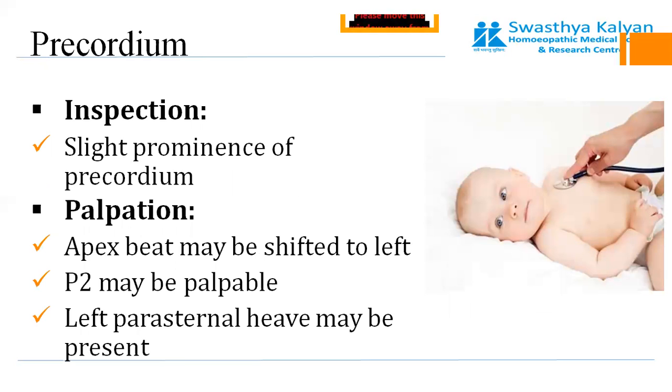Now, how do we do the inspection? We find a slight prominence in the precordium region. On palpation, the apex beat may be shifted to the left. Second heart sound, P2, may be palpable, and a left parasternal heave may be present.